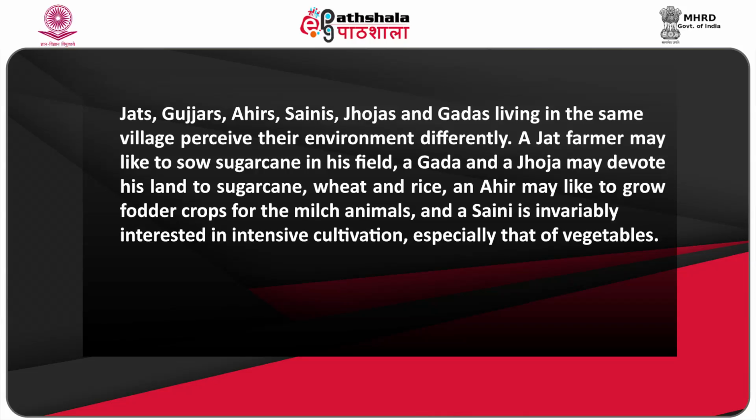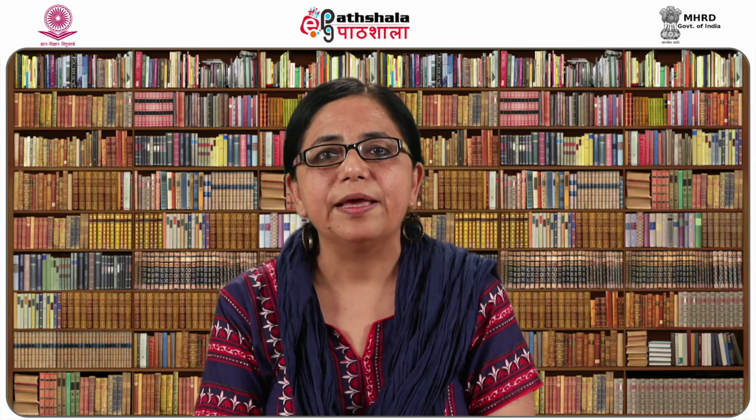A Jat farmer may like to sow sugarcane in his field. A Gada and a Joja may devote his land to sugarcane, wheat and rice, whereas an Ahir may like to grow fodder crops for the milch animals, and a Saini is invariably interested in intensive cultivation, especially that of vegetables. For the vegetable grower, even 5 acres of arable land may be a large holding, while for a Jat, who has to use a tractor when he is taking care of 25 acres, it is a small holding. The perceived environment of each of these farmers living in the same environment thus differs from each other in space and time.